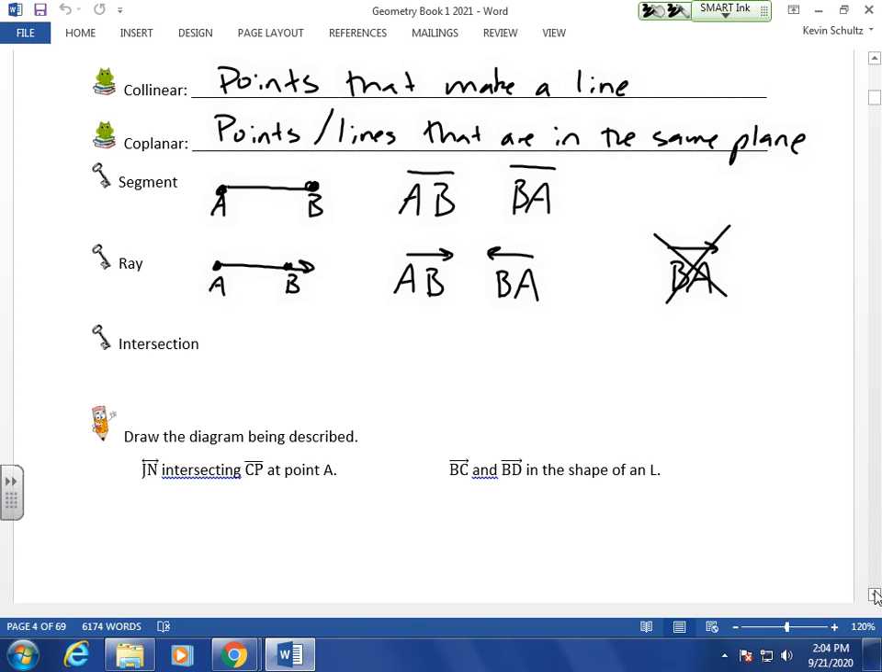Intersection. What does the word intersection mean? Yes, Sebastian.